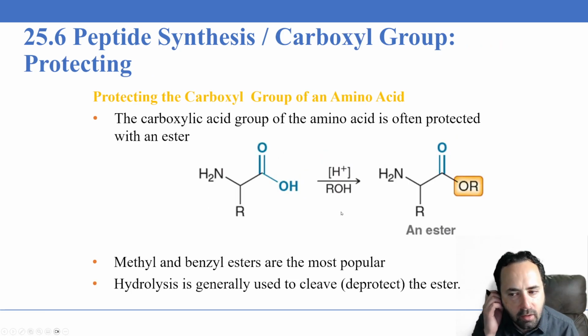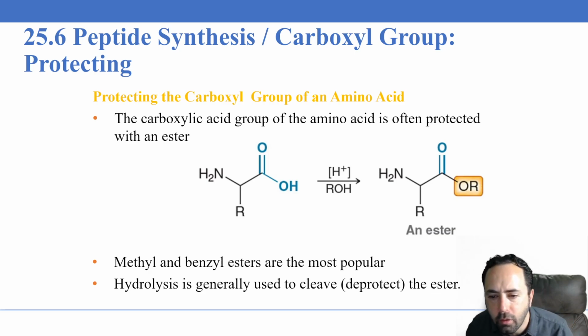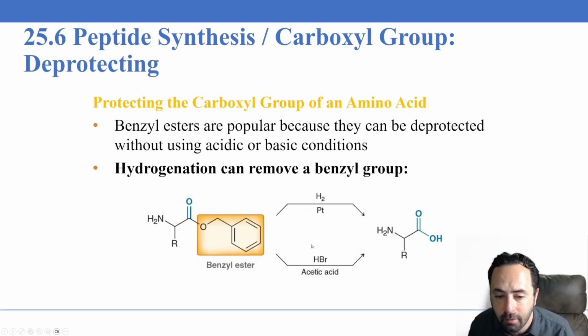In terms of protecting the carboxyl group, it can be protected by forming an ester instead of the carboxyl group. So methyl and benzyl esters are most popular. So this R group will either be a benzyl group or a methyl group, generally. And this is catalyzed by acid. So hydrolysis will then be used to deprotect the ester, or to turn the ester back to a carboxylic acid.